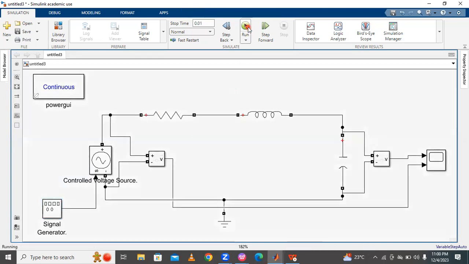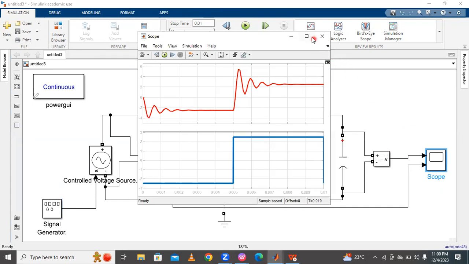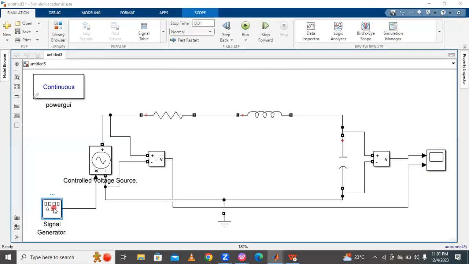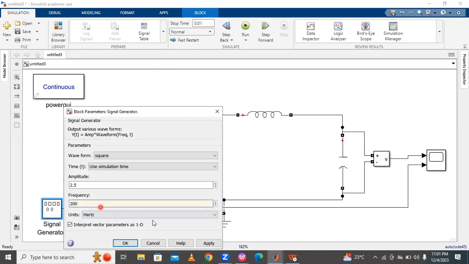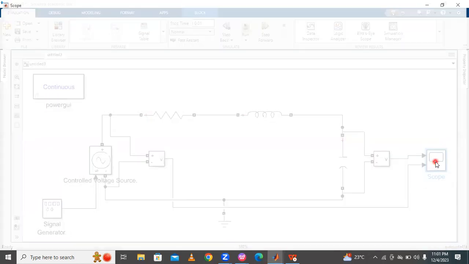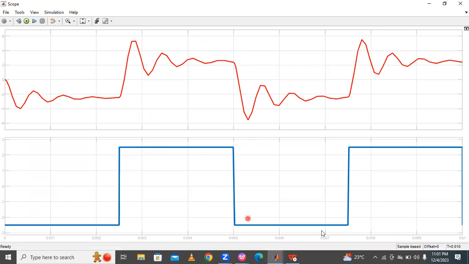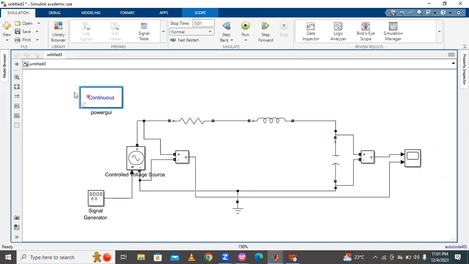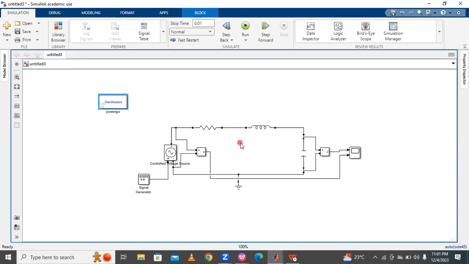Then simulate, stop time 0.01. Then what is the output? So this is our scale input, and then we will get this type of response. Next, change this frequency from 100 to 200 hertz. Then apply, OK, simulate, and open the scope. Like this, this is our scale input and this is our response, the 100 ampere system response. In this way, we have to get the response for the 100 ampere system. And similarly, same way, copy this circuit diagram.